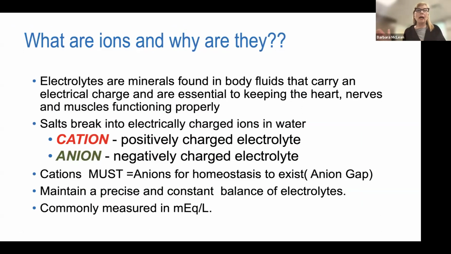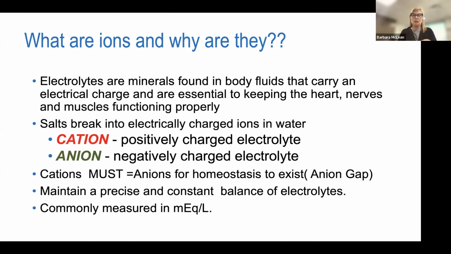So those ions are broken into positively charged or negatively charged electrolytes. It is really important to remember that to be in homeostasis, positively charged particles must equal negatively charged particles. So if I have 150 positively charged particles, I must have 150 negatively charged particles.